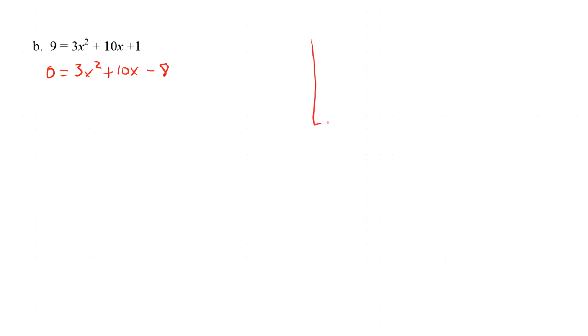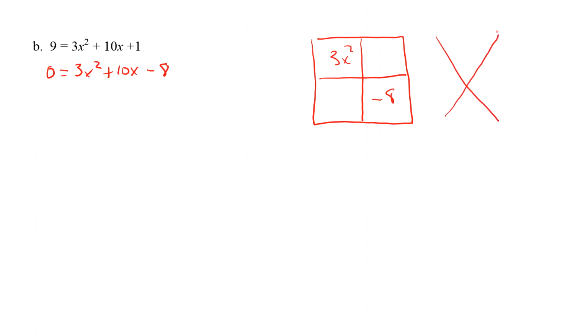Alright, now moving on to B, and again we're solving by factoring. So what they've done is we have to move the 9 over to the other side. So we get 0 equals 3x squared plus 10x minus 9, and this ends up being minus 8. And again we're using the zero product property, so we have to factor. So we complete our box. We have 3x squared and then minus 8, and we want our factors to be negative 24x squared, and we want them to add to 10x.